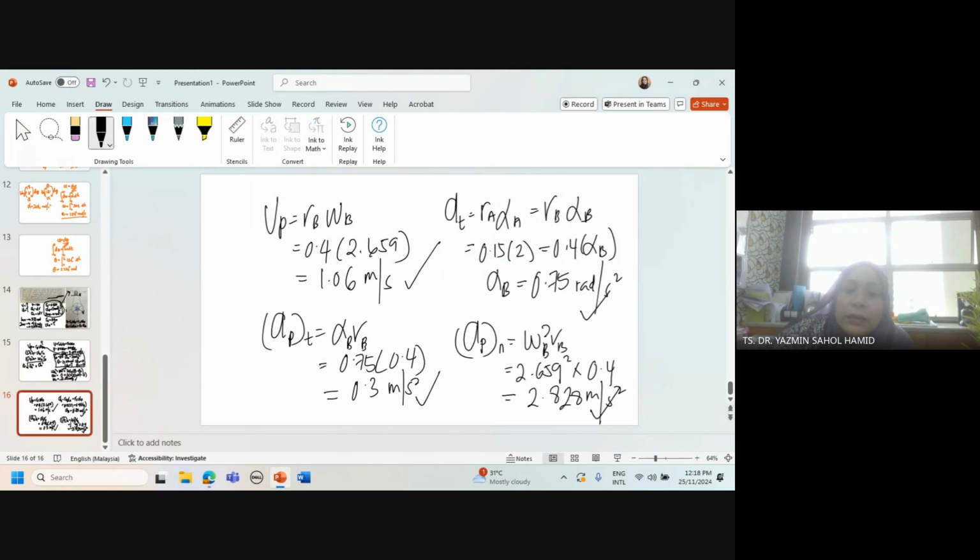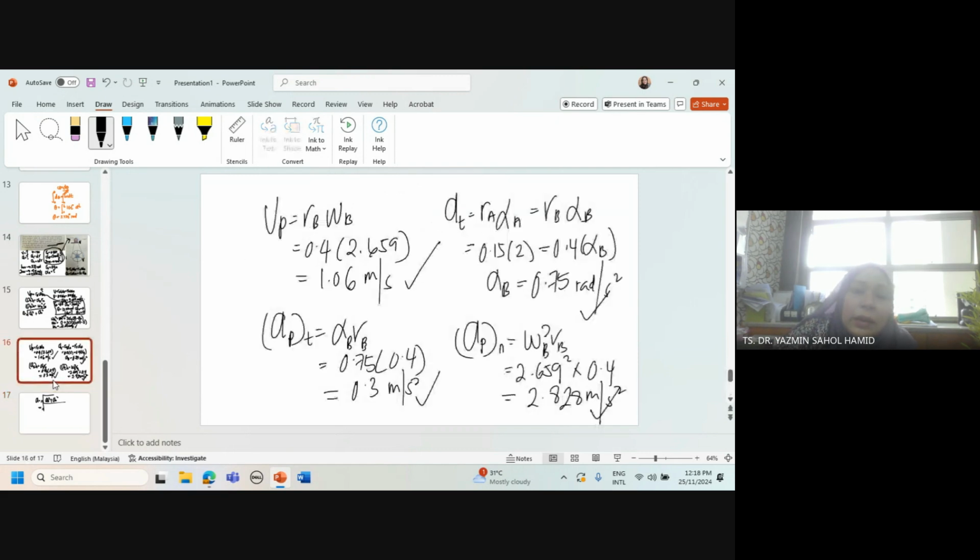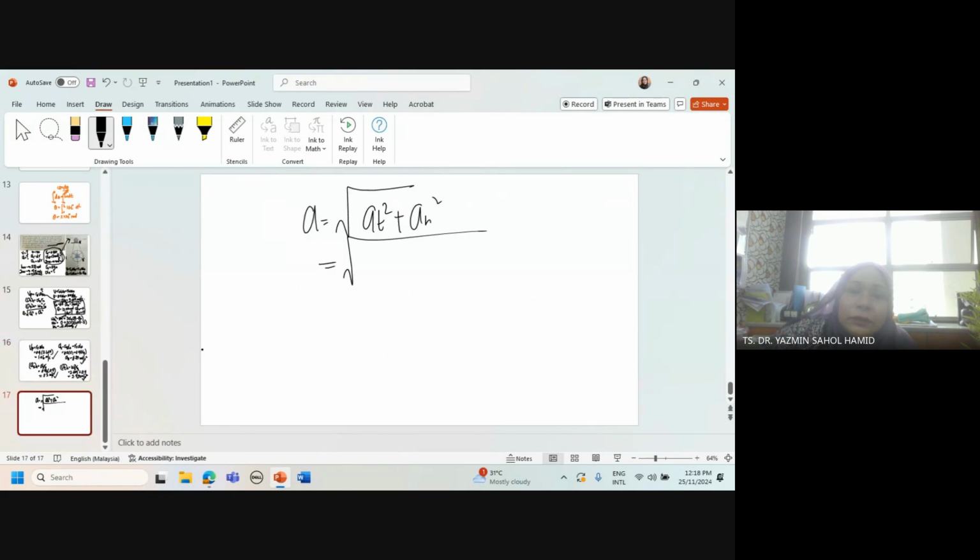So our last thing that we can do is we can calculate acceleration. So acceleration sama dengan punca AT squared campur AN squared. So berapa AT kita tadi? AT kita tadi adalah 0.3 dan AN tadi kita adalah 2.828. So ni kita boleh dapat magnitude lah. 2.828 kuasa 2 campur 0.3 kuasa 2. Answer dapat 2.84. So jawapan 2.84 meter per second square. So inilah jawapan dia. Okay.